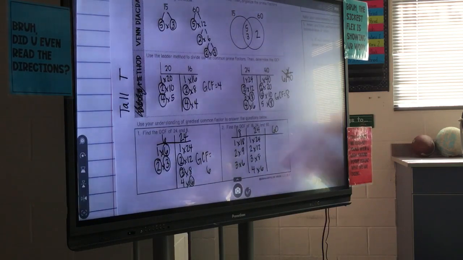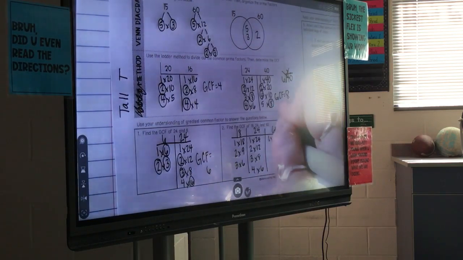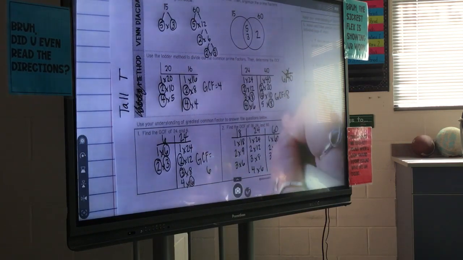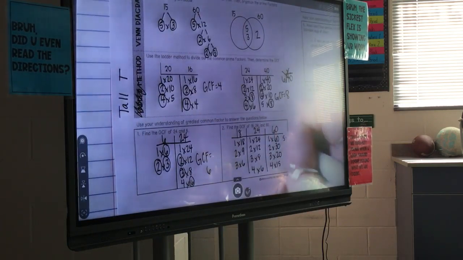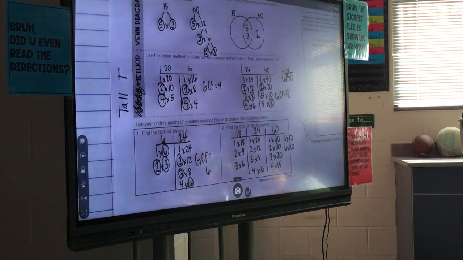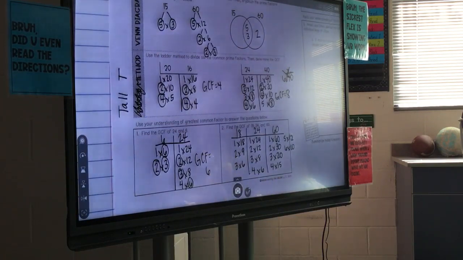Perfect. All right, and then for 60, we're going to do 1 times 60, 2 times 30, 3 times 20, 4 times 15, 5 times 12, and 6 times 10. Does 7 work? Does 7 go into 60 evenly? You need to copy this down, son, so you have an example for your homework. All right, 7 doesn't go in evenly. What about 8? Does 8 go into 60 evenly? What about 9?